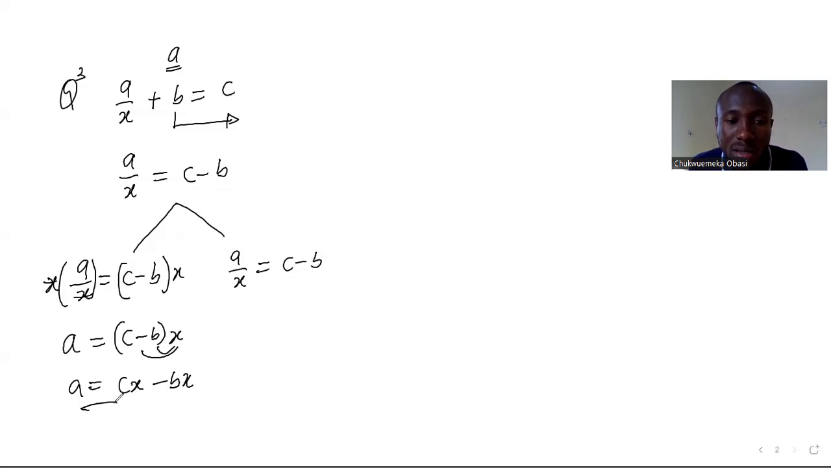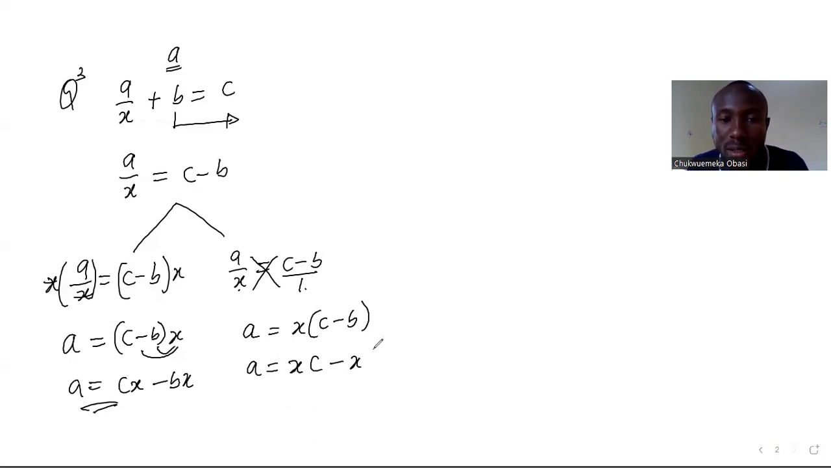Still the same thing. And the other way you can do it here is this is actually over 1. You can cross and multiply. So you have a times 1 is a, and x will multiply all this quantity. So you have x multiplying c minus b, and that will still give us xc minus xb.